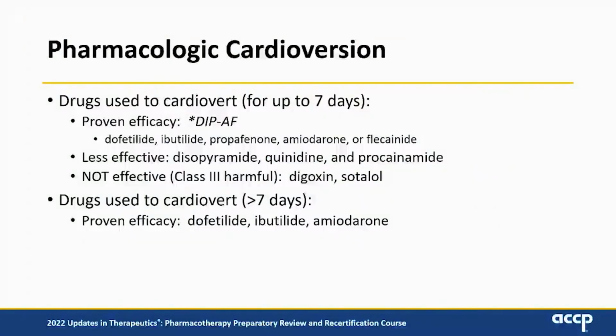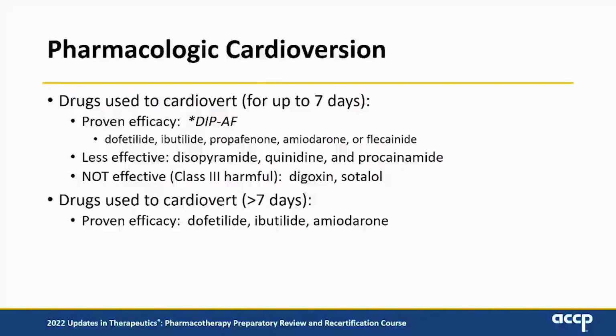If we decide to attempt cardioversion with medications, there are 5 main drugs that have proven efficacy to treat early AFib. The mnemonic here is DIP-AF. It stands for dofetilide, ibutilide, propafenone, amiodarone, or flecainide. There are a couple agents that are less effective: disopyramide, quinidine, and procainamide. And then the guidelines do specifically say do not attempt to use digoxin or sotalol for cardioversion.